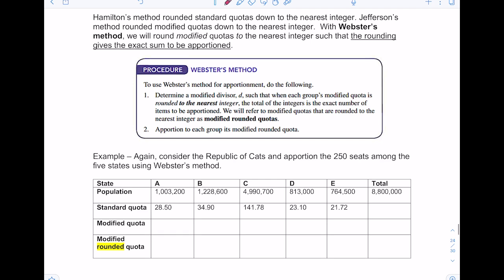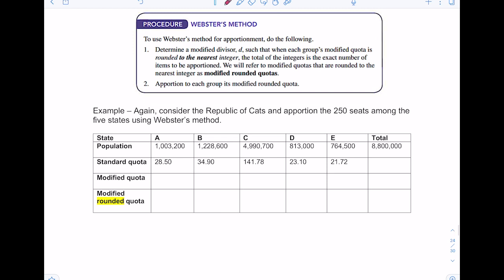So to give you an example, again, we're going to take that same problem, and I just recopied the values we got. So the standard quota, so you could see. What we're going to do to get the modified quota is we're going to choose a number that is less than, greater than, or it could even be equal to the standard divisor. So remember, the standard divisor we had gotten was 35,200.